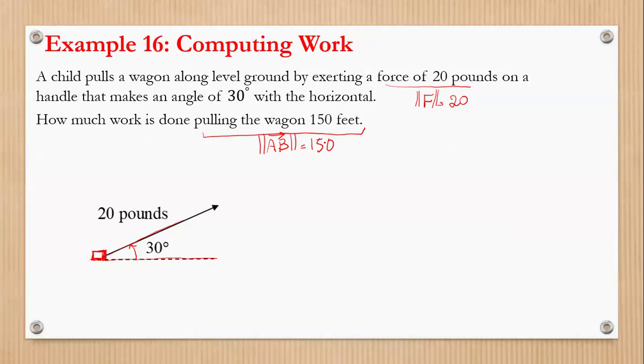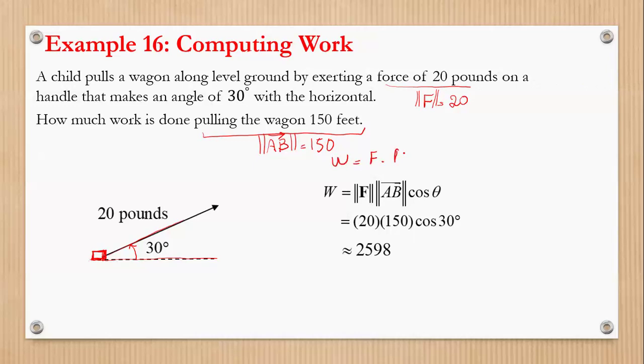When the work is done by pulling the wagon 150 feet, that means moving the object from point A to point B, and the magnitude of that vector is 150 feet. Now I need the formula, which is W = F times AB, and that formula is the dot product of two vectors. To solve this problem, I don't need the vectors, I need the magnitudes.